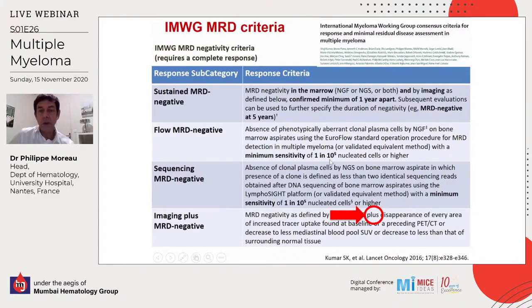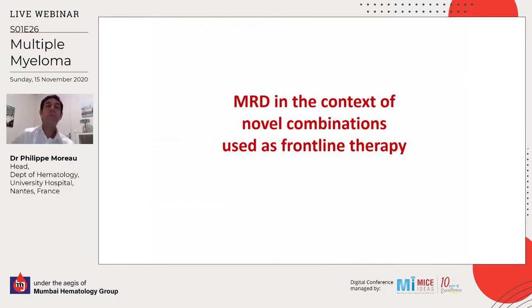So really, I think that the consensus paper from the International Myeloma Working Group is really old-fashioned, in fact. Not only can the threshold of 10 to the minus 5 be discussed, but looking at the definition, imaging negativity was requiring MRD negativity within the bone marrow plus PET negativity. And definitely, we are showing here that there are some differences. Some patients are PET negative but MRD positive, and vice versa.